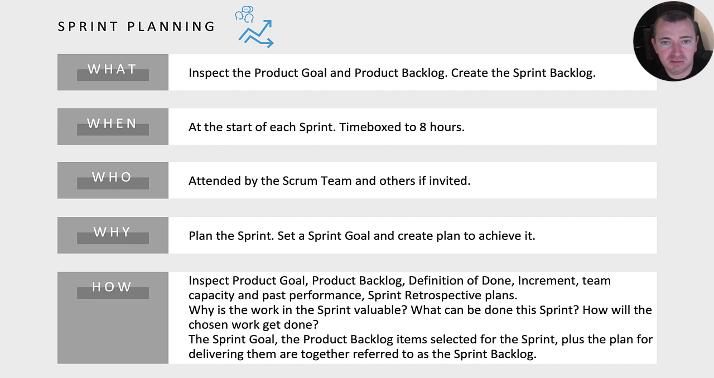The sprint goal, the product backlog items selected for the sprint, plus the plan for delivering them are together referred to as the sprint backlog. Not all work in the sprint backlog has to contribute to the sprint goal. The sprint backlog does not have to be perfect or complete by the end of sprint planning. The minimum requirement is a sprint goal and enough planned work for the first days of the sprint. Further planning can take place during the sprint where it's needed.